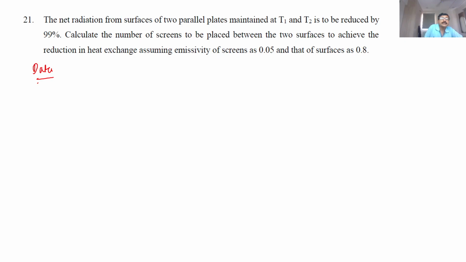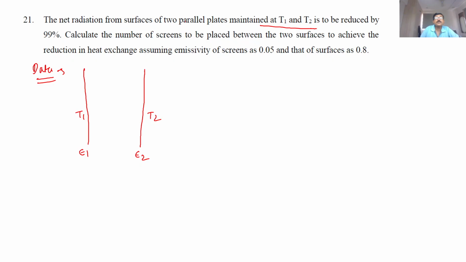Let's start writing the data. The net radiation from surfaces of two parallel plates. So I will draw two parallel plates. This is epsilon 1 and epsilon 2, the emissivities. They are maintained at temperatures T1 and T2.